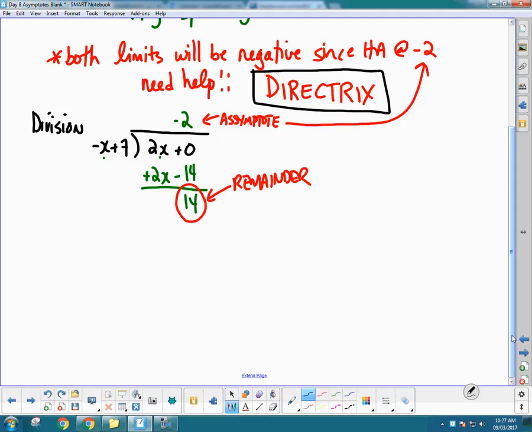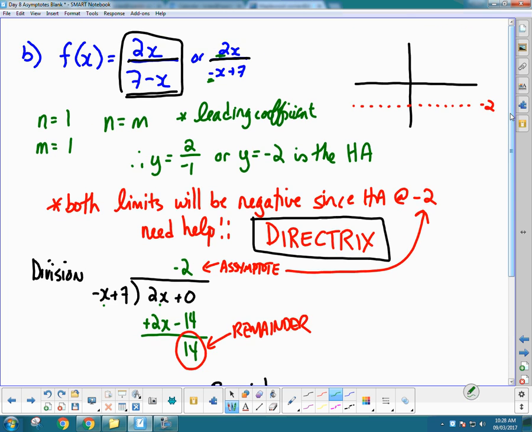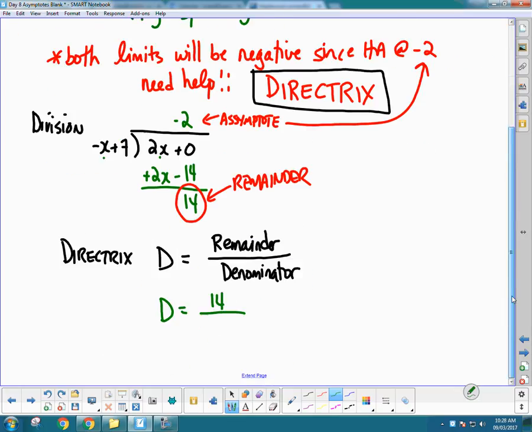The remainder is going to be an important part of our directrix. So our directrix is a new function that I'm going to call capital D, and it is the remainder over the denominator of the question. So in our example, the directrix is the remainder, which in this case is 14, over the original denominator. And if you look back up, the original denominator is right there, negative x plus 7.